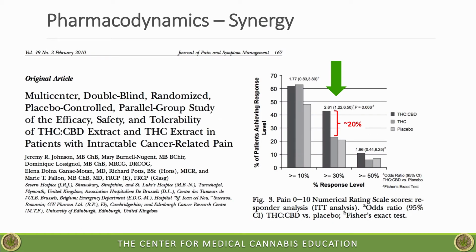Now I want to talk about the pharmacodynamic synergy. Here is a phase 3 clinical trial for Sativex, which is a drug that is not being evaluated currently by the FDA, but is approved in over 30 countries around the world. Sativex is an extract of cannabinoids and terpenes from marijuana. It's formulated to have a 1-to-1 ratio between CBD and THC. It was developed by the same company that developed Epidiolex. This is a randomized, double-blind, placebo-controlled study in patients with intractable cancer pain.